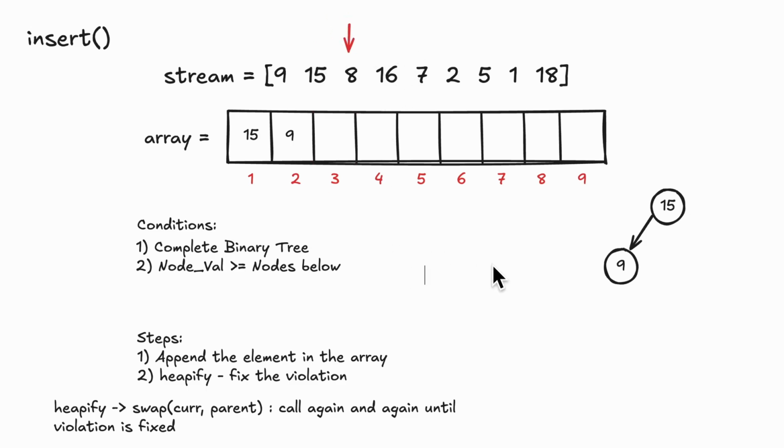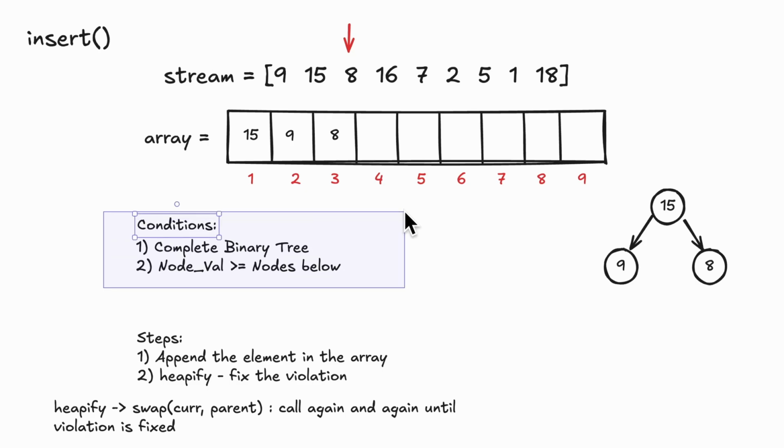So now let's append 8. Okay. We have appended 8. Let's also create the node. Done. Check whether the condition is violated or not. It is not violated, right? So let's move ahead. The new node is 16. Let's append that in the array as well as in the complete binary tree.